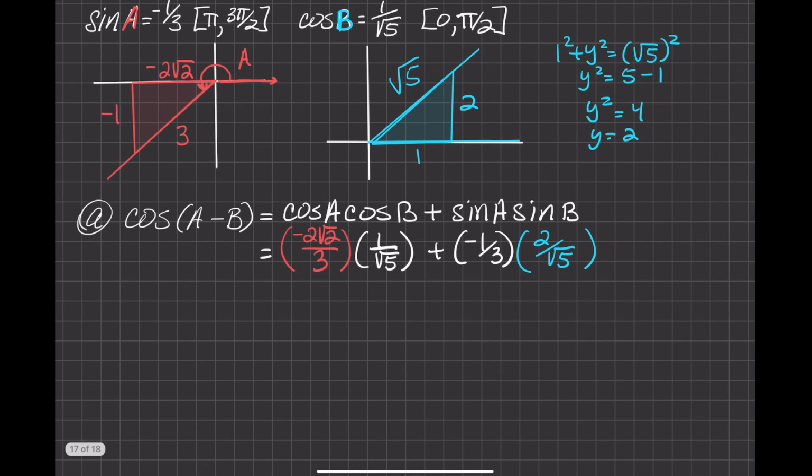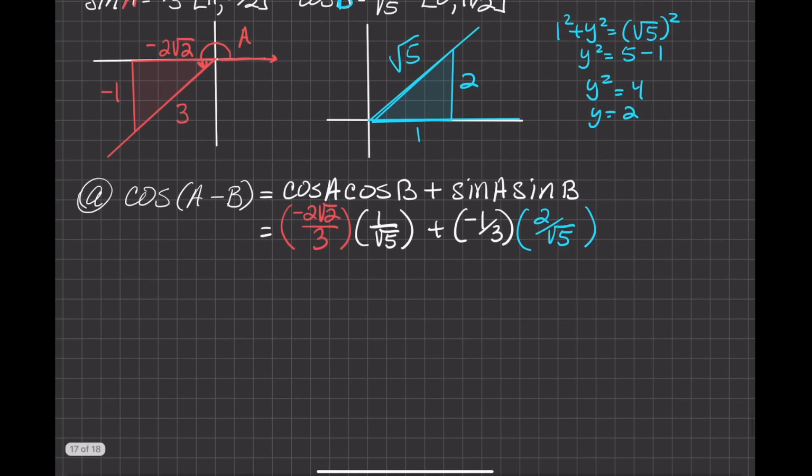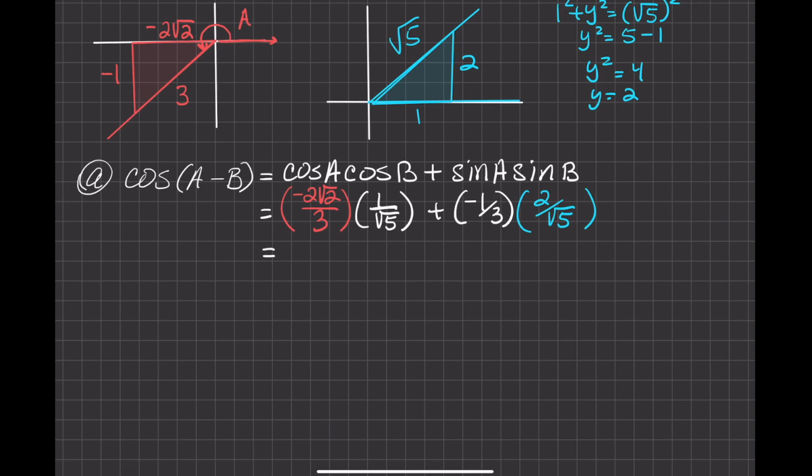So as we start cleaning this up, and have a little bit of simplification to do, we have negative 2 square root of 2 over 3 square root of 5, and then minus, we have 1 times 2, which is 2 over 3 square root of 5. And we have negative 2 square root of 2 minus 2 over 3 square root of 5.